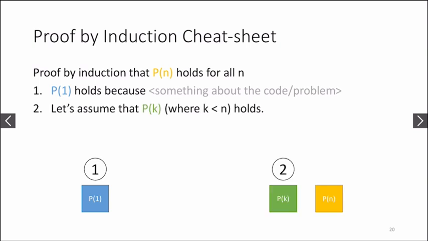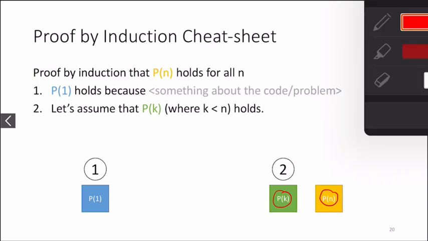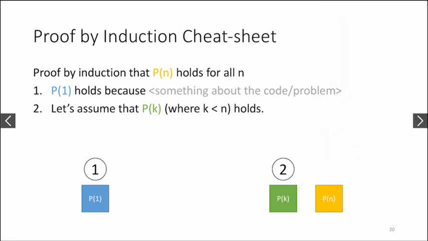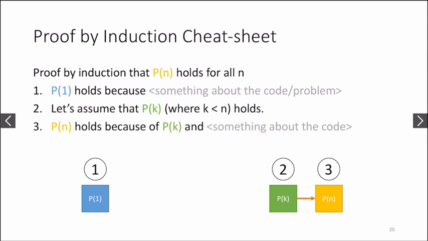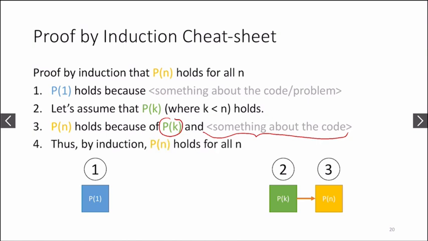Next, we assume some property that holds when we work on some subset of the problem. So instead of looking at all n vertices, we're going to look at k vertices, where k is just some number less than n. We call that the inductive hypothesis. Then we make some comment about how P(n) holds because we assumed P(k) holds, and make some reasoning about what the code actually does when it adds a vertex to the set of found vertices, for example. Then we can just say, thus by induction, P(n) holds for all n.